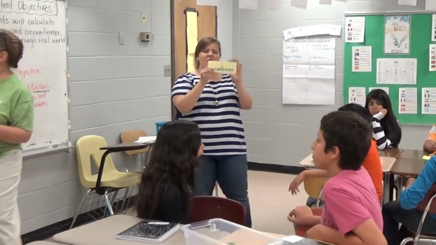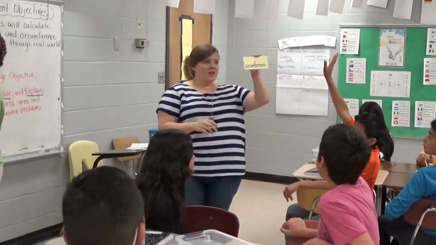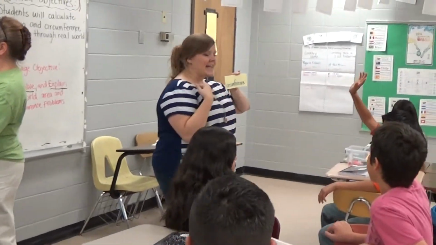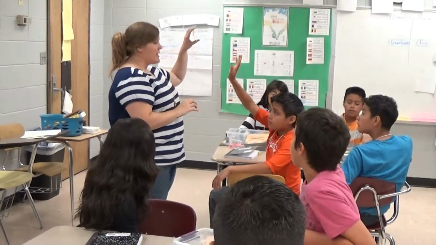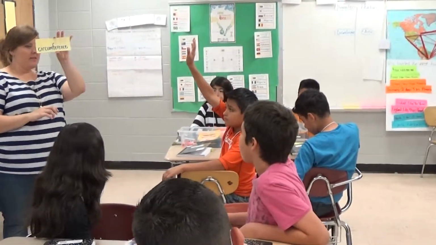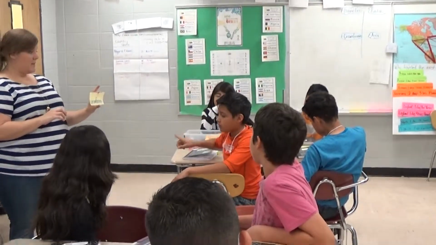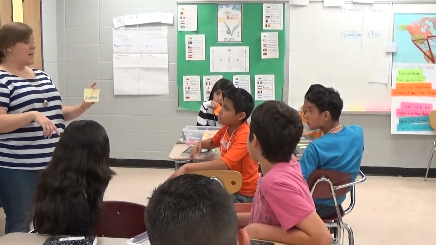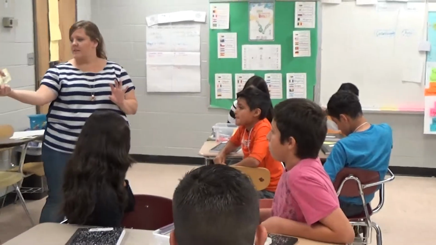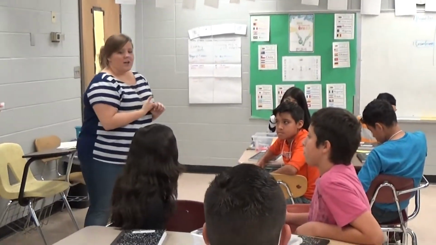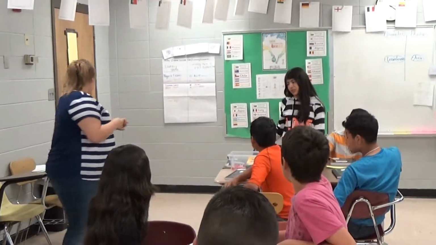What about this one? This is a hard word. Circumference. I get tongue-tied on this word all the time. But it is circumference. Who can explain to me what circumference is? The outside distance around the circle. Excellent. Does anybody have a picture?